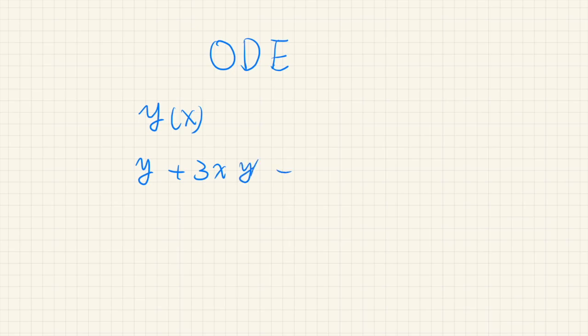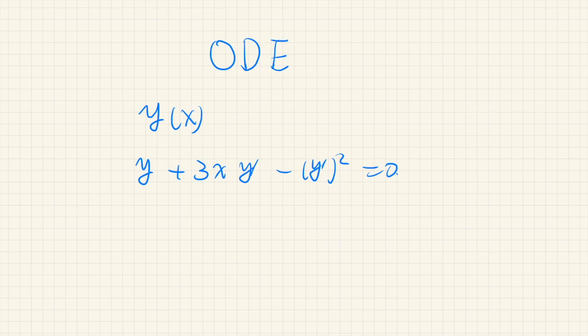Alright, in this video, we introduce ordinary differential equations, ODE, or simply differential equations, which is an equation involving the derivatives of a univariate function. For example, let's say y is a function of x, it's a univariate function. Then, for example, y plus 3x y prime minus y prime squared equal to 0.